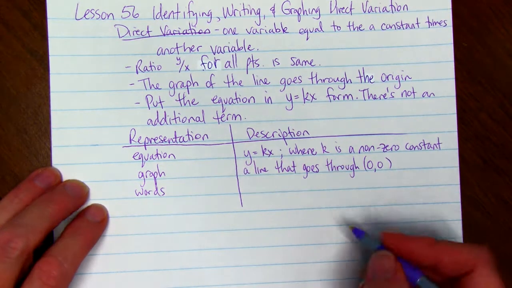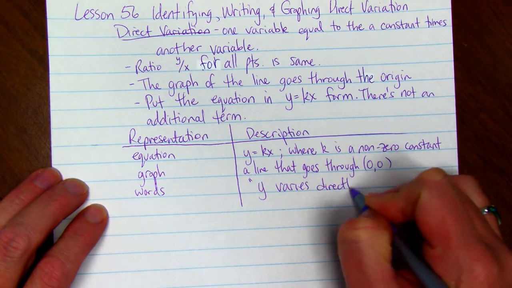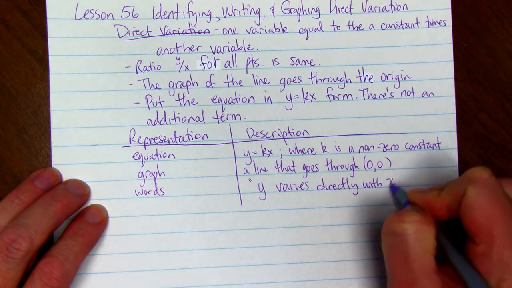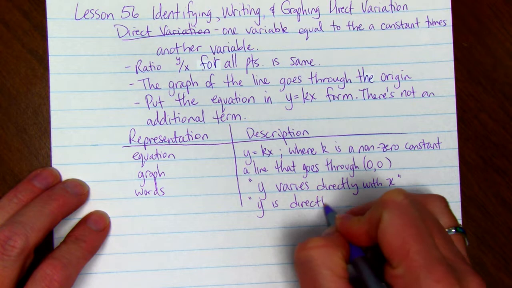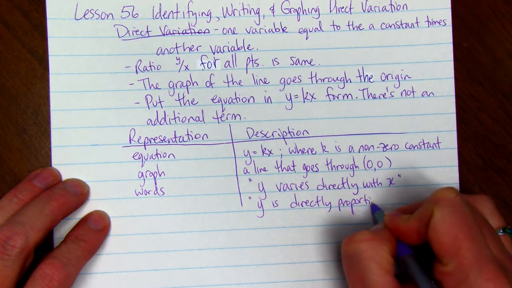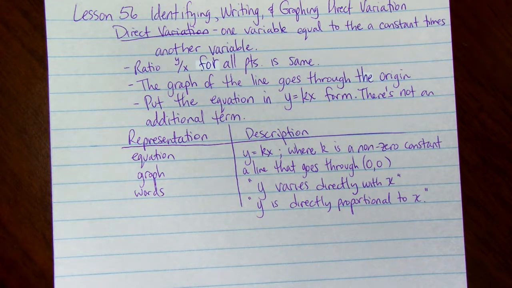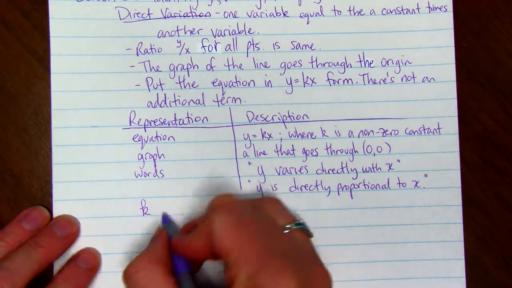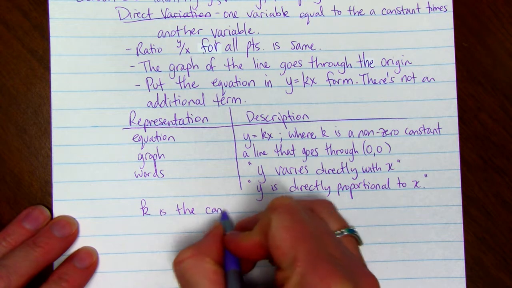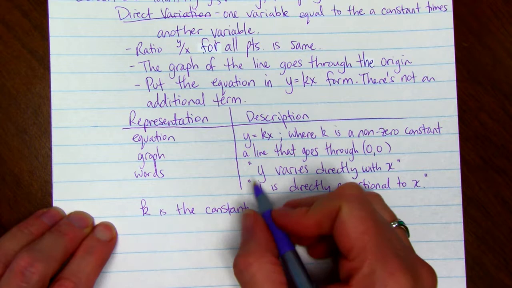In words, we're going to hear something like y varies directly with x. You might hear y is directly proportional to x. Those are some of the things that you might hear. We call k the constant of variation. Since it's a constant, this is the number that when you take the ratio y divided by x, you'll get that number.